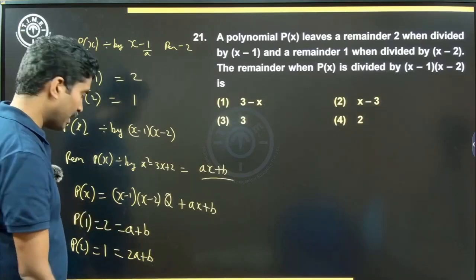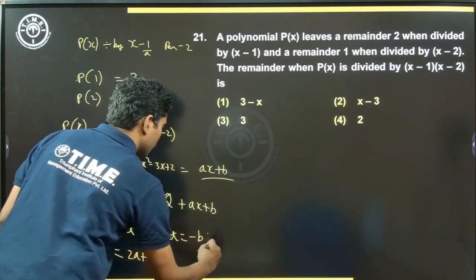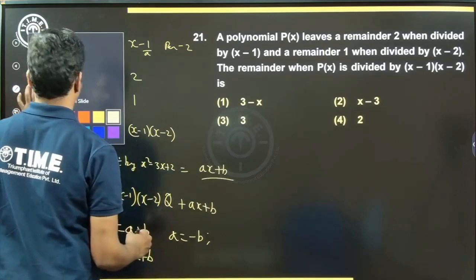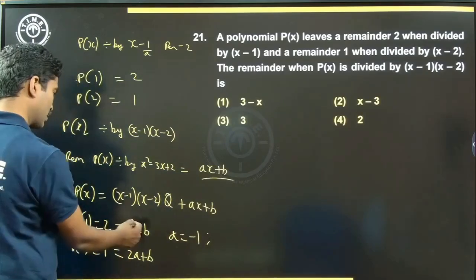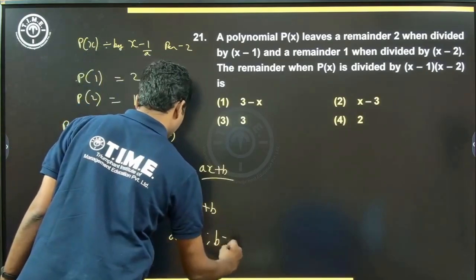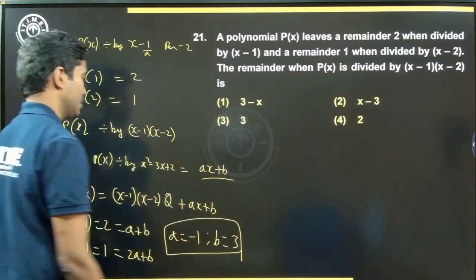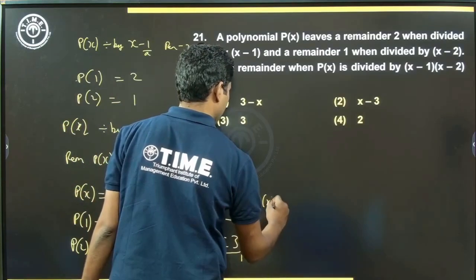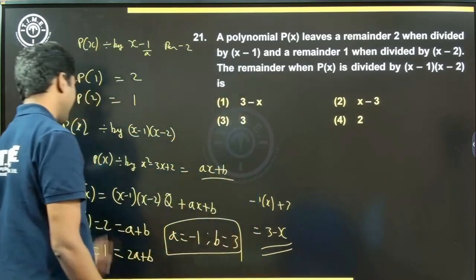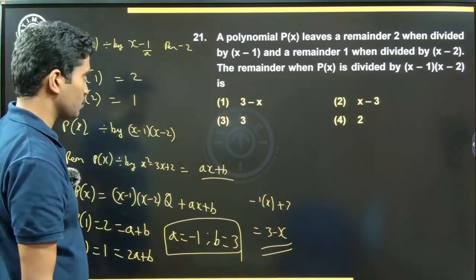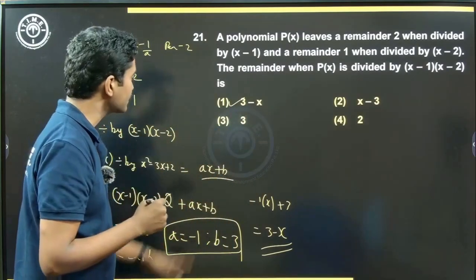Subtract, what do I have? 2a plus b minus of a plus b, I'll get a is equal to minus 1, and what about b? B is equal to 3. So minus 1 into x plus 3. So 3 minus x is my remainder when P of x is divided by x minus 1 into x minus 2. So that would be option 1, 3 minus x.